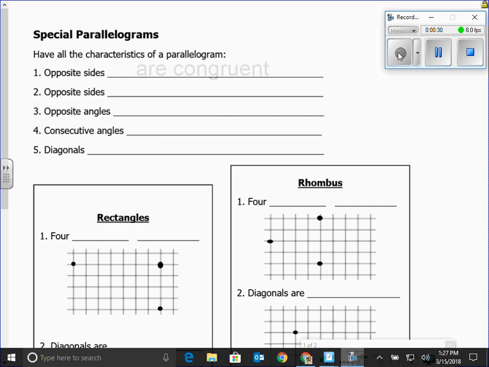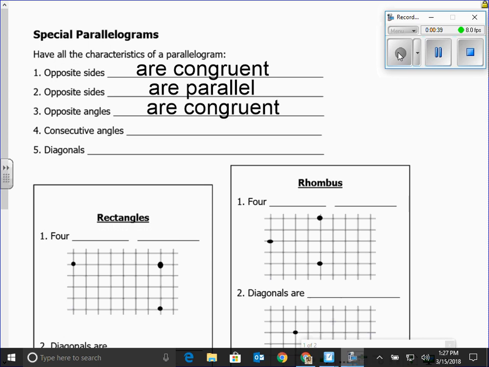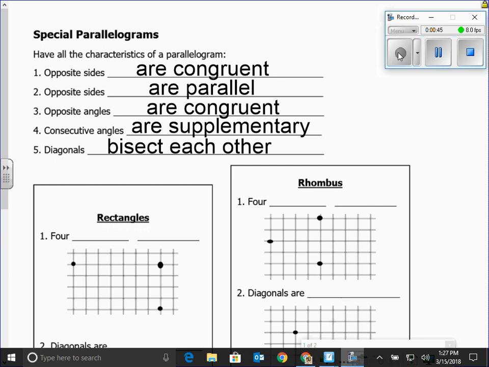So they have opposite sides are congruent. They have that opposite sides are parallel. The opposite angles are congruent. The consecutive angles are supplementary. And the diagonals bisect each other. Okay, so everything we talk about in these set of notes has all of these properties plus some.